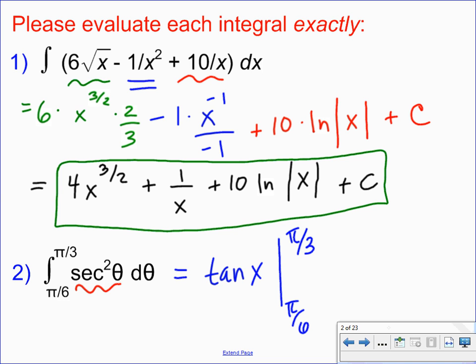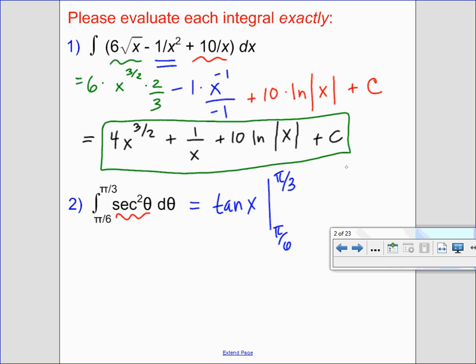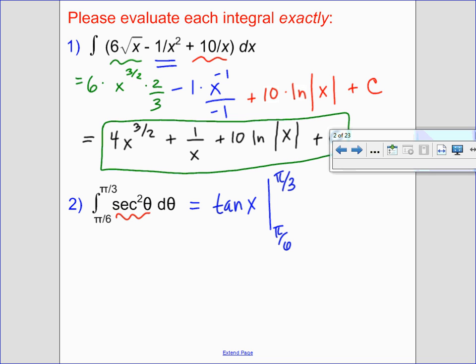And so when we are evaluating a definite integral, we don't have to include the plus c in our antiderivative function. It would technically be there for an antiderivative function, but I know it's going to disappear when we do our evaluation. All right, let's go ahead and evaluate my antiderivative function at the upper limit. So the tangent of pi over 3, and then minus the antiderivative function evaluated at the lower limit, minus the tangent of pi over 6.